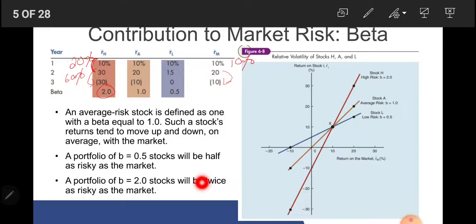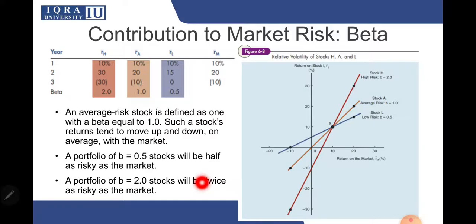Now looking at the next stock, let me erase this. RA. This was an average stock, so it's moving with the market. When the market changed by 10%, from 10 to 20%, this also went from 10 to 20%. When the market went from 20 to -10, this also went from 20 to -10. So it's going to move exactly like the market. It's going to mirror the market. And a portfolio of beta 0.5 will be half as risky as the market.